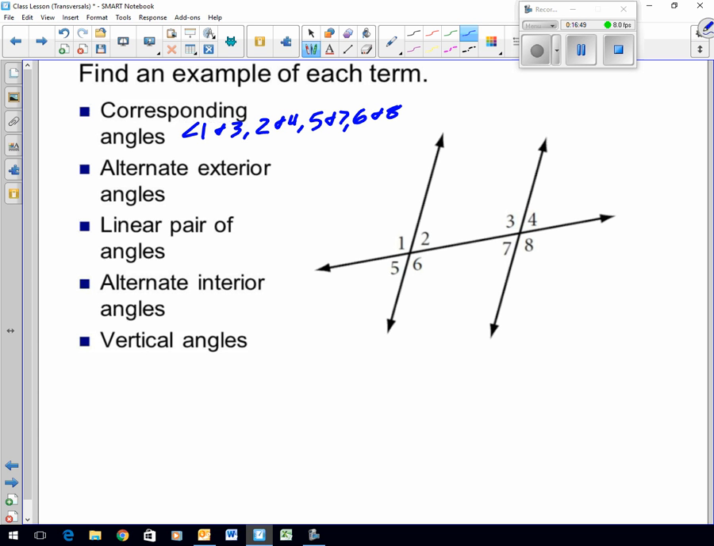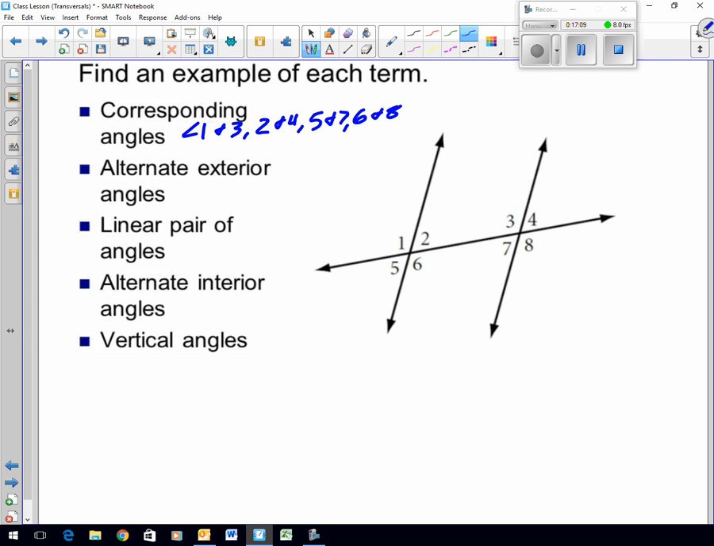Alternate exterior. Okay? What are the exterior angles? Let's go over those first. 1, 5, 4, and 8. Did everybody get that much? Y'all got exterior versus interior, I hope.